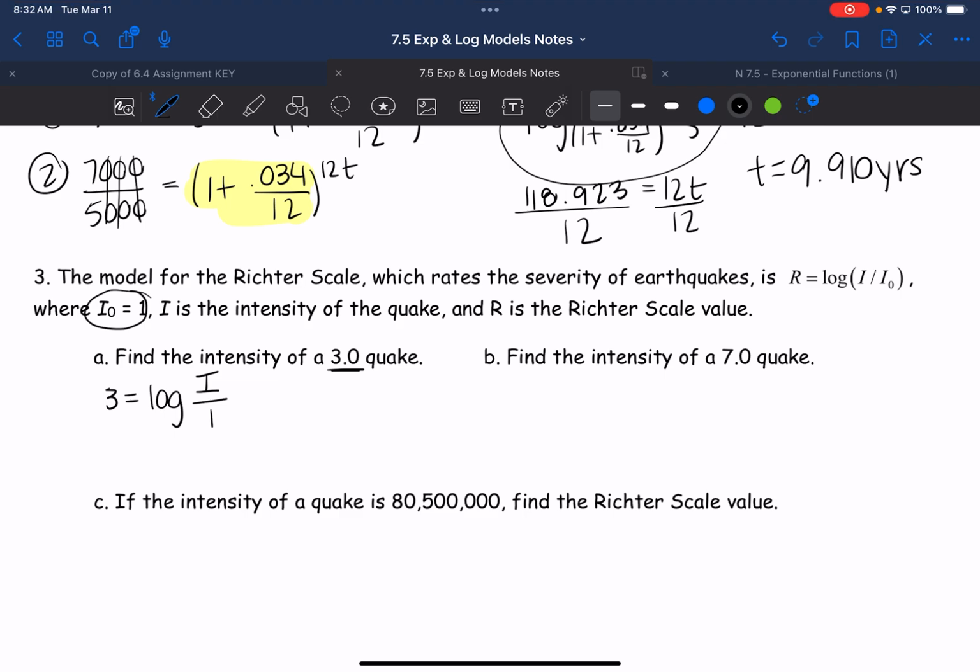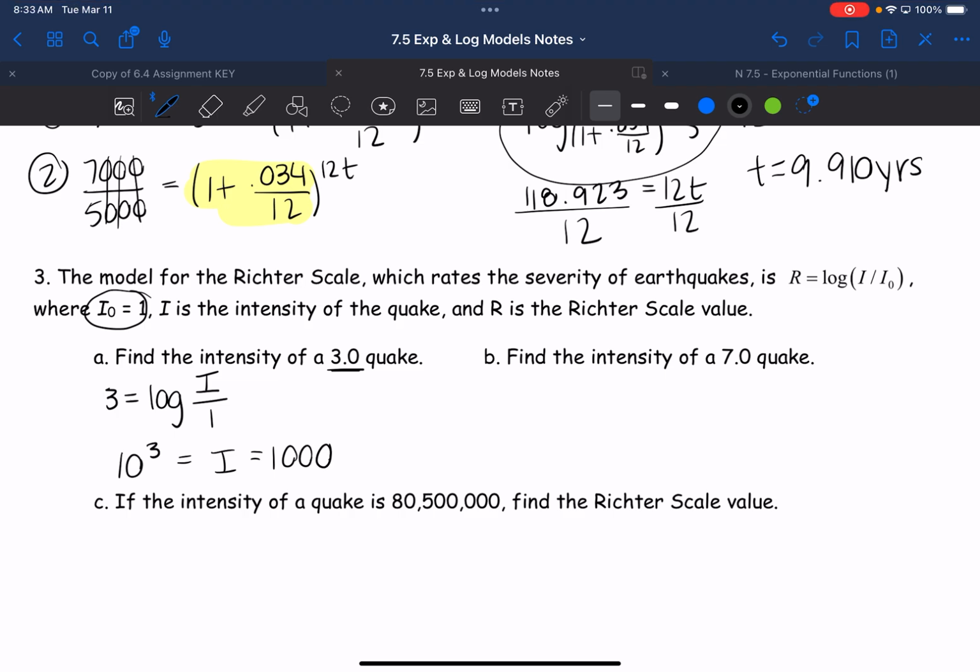All right, so in this case, I would want to rewrite my log as an exponential, right? So when I rewrite, you guys said our base was 10, so I would have 10 to the third is equal to I over 1, which is really just I. So we really just have 10 to the third, right?